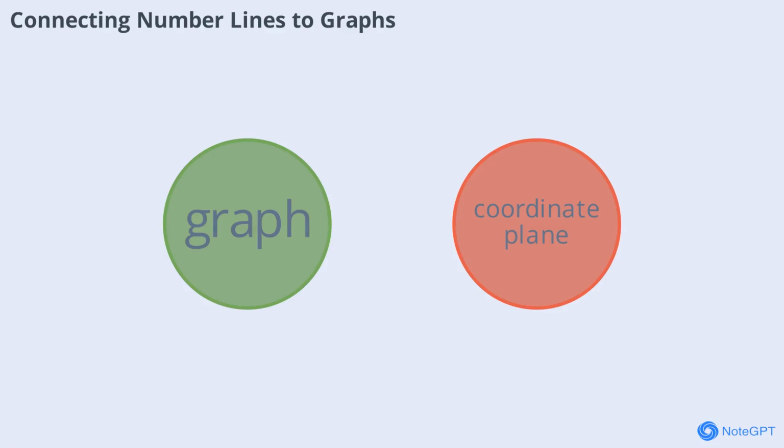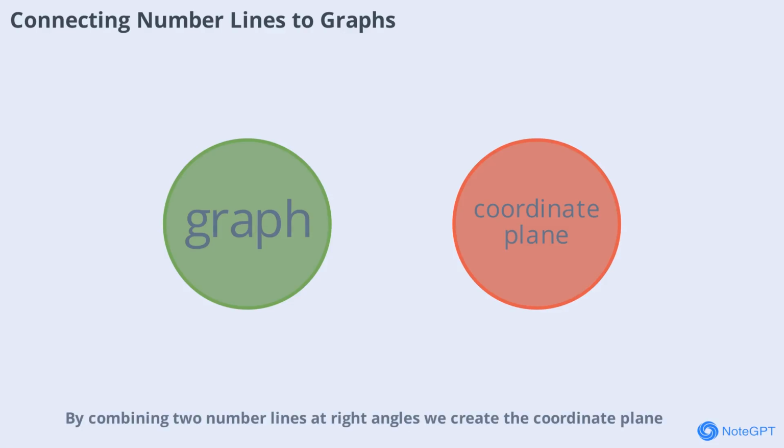Number lines are the building blocks of graphs. By combining two number lines at right angles, we create the coordinate plane. This allows us to plot points, draw lines, and explore relationships between variables in algebra and geometry.